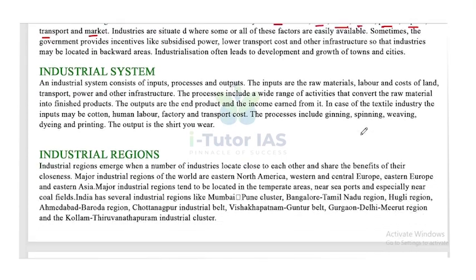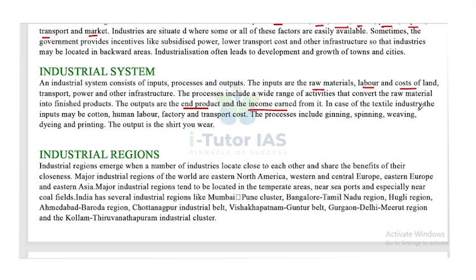Now, industrial system. An industrial system consists of inputs, processes and outputs. The inputs are the raw materials, labor and cost of land, transport, power and other infrastructure. Okay, so these are the inputs. The process includes a wide range of activities that convert the raw material into finished products. The outputs are the end product and the income earned from it. What is the output? Output is the end product and the income earned from that end product.